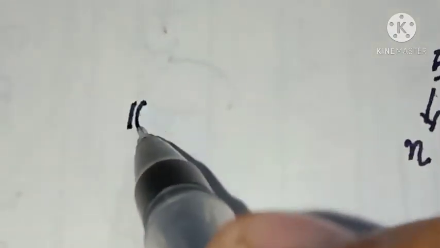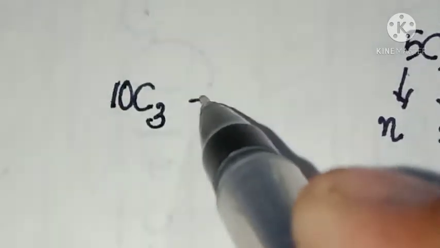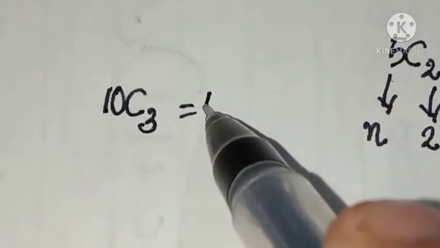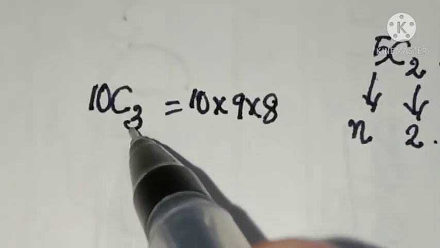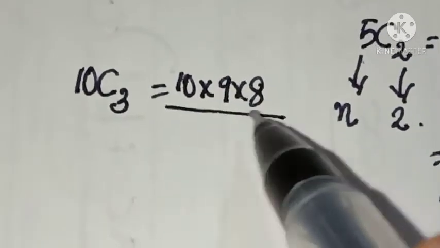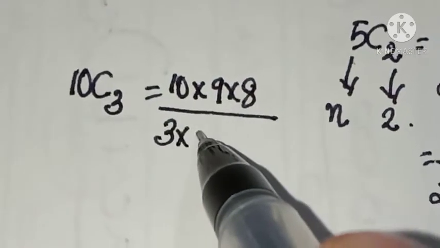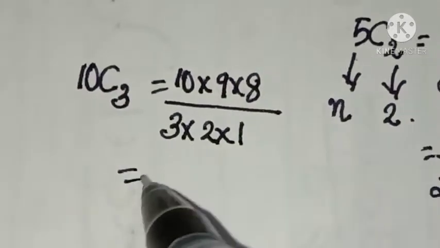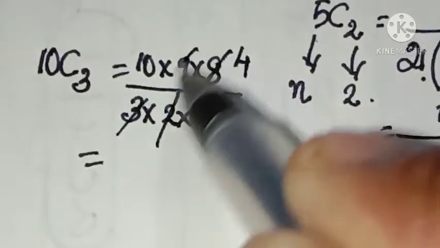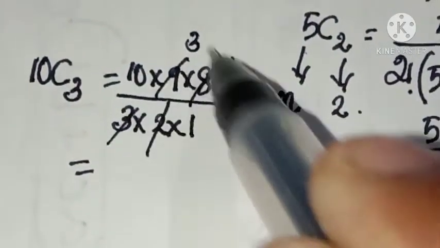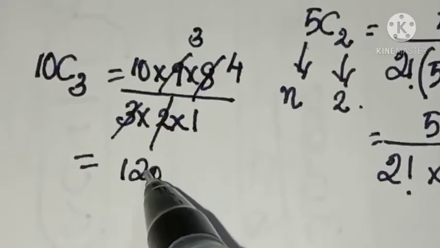Suppose we have, listen, 10C3. So we can write 10 into 9 into 8, only 3 numbers we need to write, by 3 into 2 into 1. 2 and 8, 4 times. 3 and 9, 3 times. 10 into 12, that is 120.